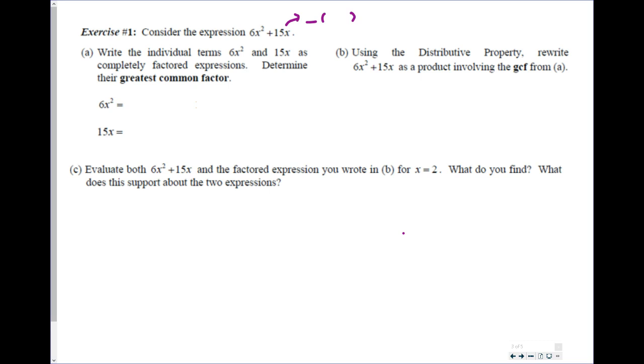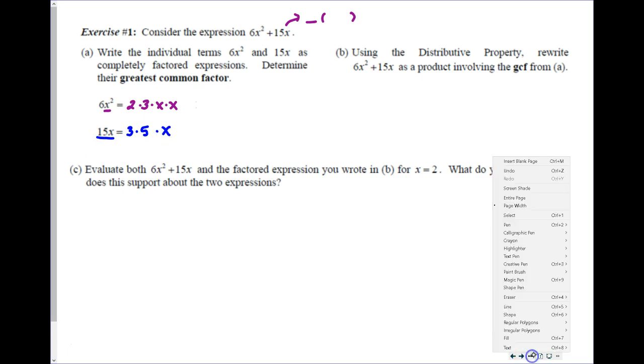So one way to start doing that is to find the greatest common factor of each of them. You'll get very good at this, but the way I start is I take each term, 6x squared and 15x, and write out all of the factors of them. The number 6 can be written as 2 times 3. Those are the factors of 6. And then x squared can be written as x times x. So I've completely factored the first term. Then 15x I can write as 3 times 5 times x, because there's only one x.